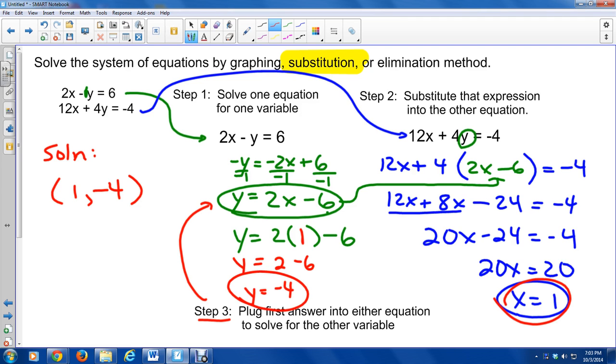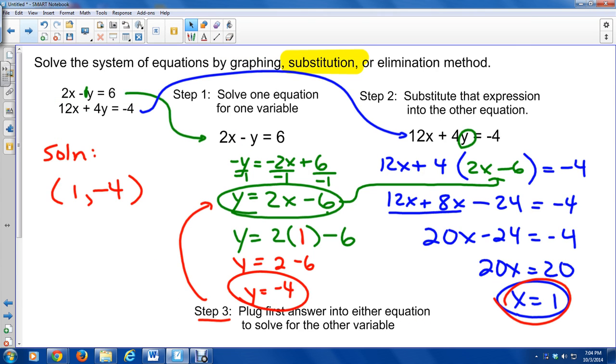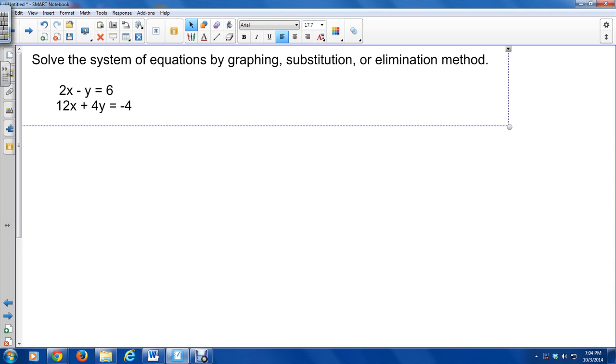Okay, if you watched the graphing video, I did the exact same problem. If you did not watch it, here it is, the two lines graphed, and essentially 1, negative 4 is the point of intersection of the two lines. So graphically, we're finding the point of intersection of two lines on a coordinate graph. Okay, but using the substitution method, we can go ahead and do it without graphing anything.